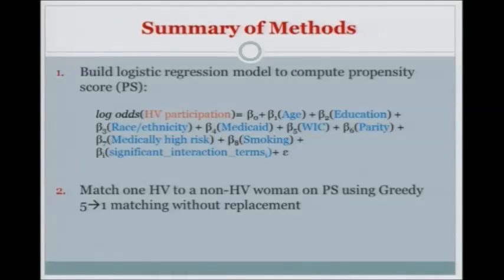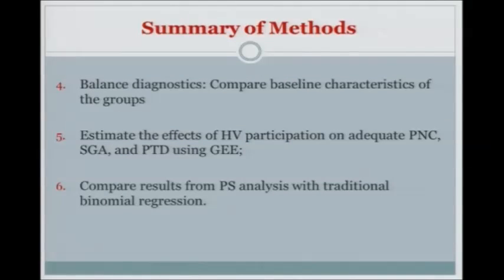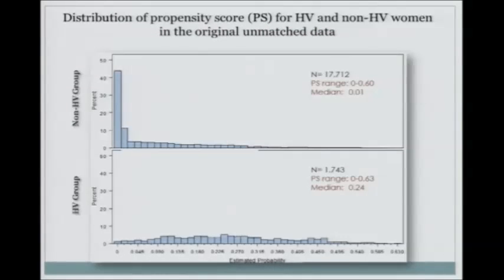And then she used the greedy 5-to-1 matching without replacement. I skipped over a great slide that explains that, so I'm not going to talk about that today. But it was a way to match basically within different caliper widths to try to improve the number of matches she got. She checked the balance diagnostics, comparing the baseline characteristics of the group, and then estimated the effects of home visiting. Her specific outcomes that she looked at were adequate prenatal care, small for gestational age and preterm delivery, and she used GEE. And then she compared the results. She did it with a traditional regression model too, and then compared the results. So we'll go through and see what she saw.